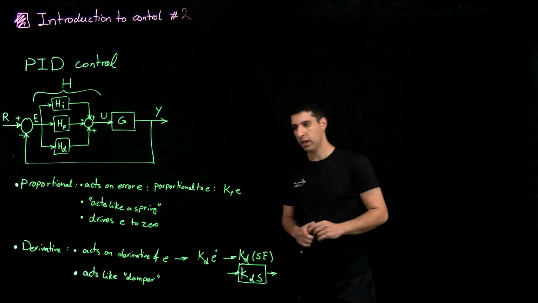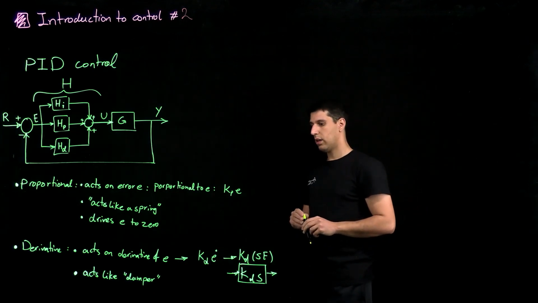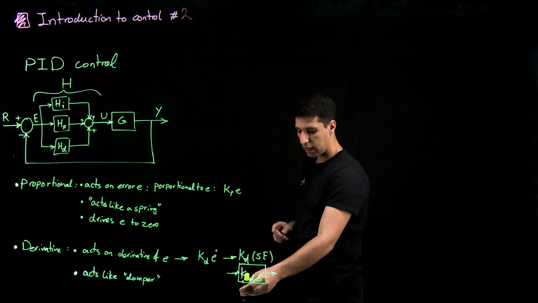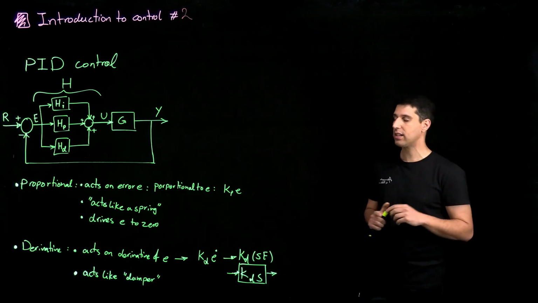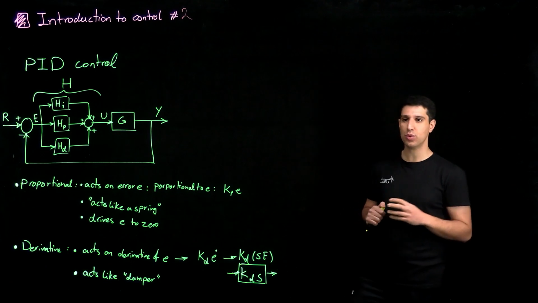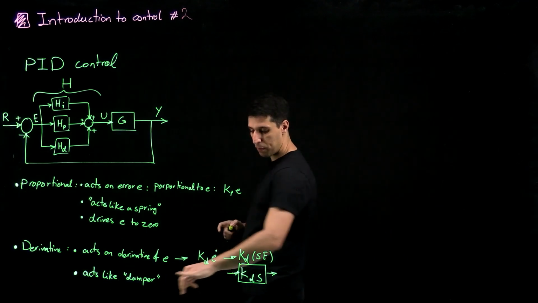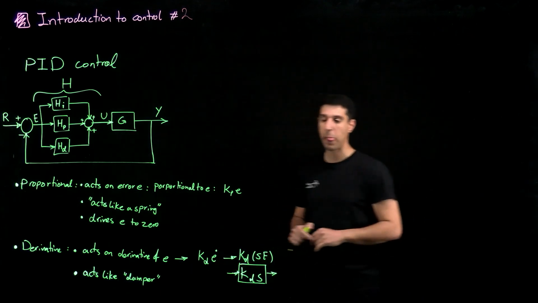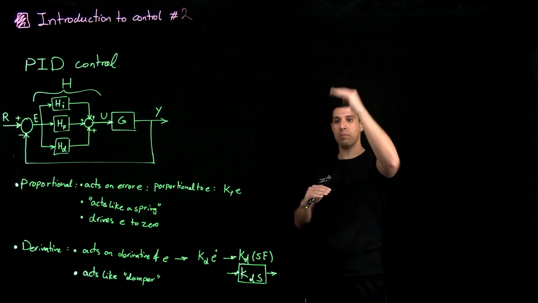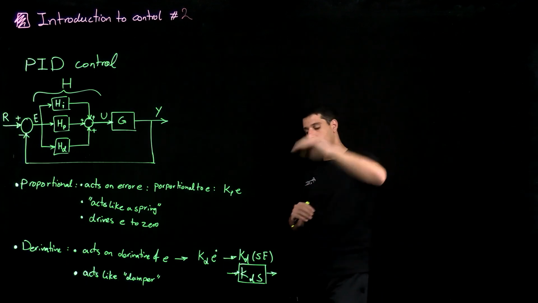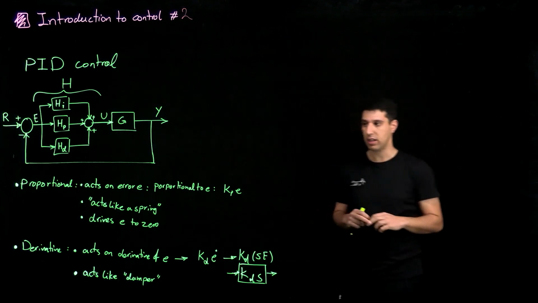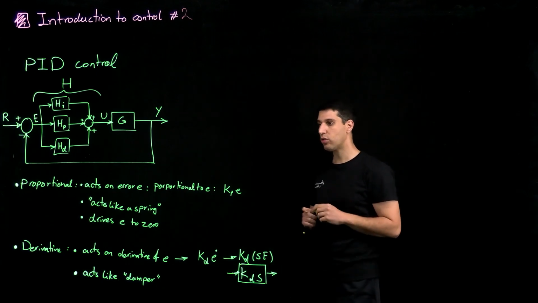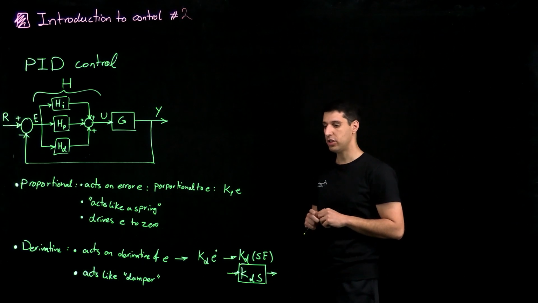The derivative one also, well, I just mentioned, it gets rid of the oscillations by acting like a damper. So it eats into this oscillatory behavior. Also, because it acts on the speed of error or the derivative of error, if your reference jumps quickly, that leads to a very large derivative, and that also causes the system to increase its speed in general.